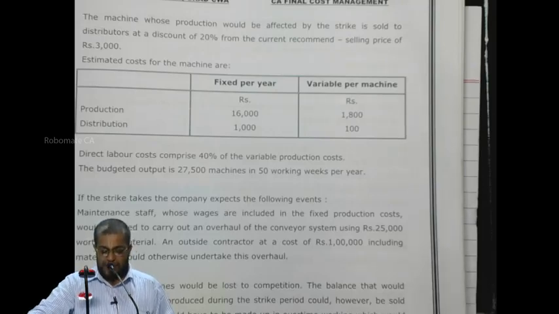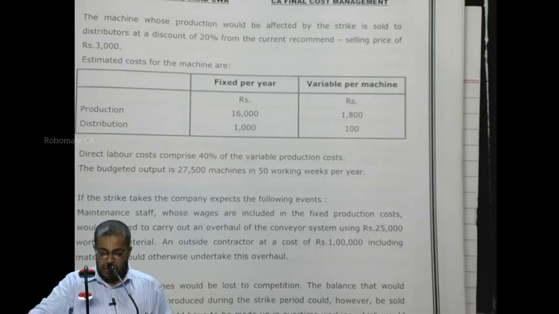Maintenance staff whose wages are included in the fixed production cost would be used to carry out the overhaul of the conveyor system using rupees 25,000 worth of materials. An outside contractor at a cost of 1 lakh including materials would otherwise undertake this overhaul. Sales of 650 machines would be lost to competition.